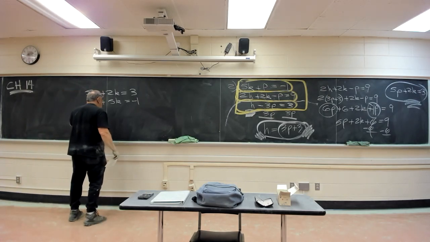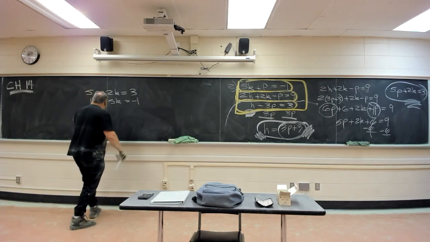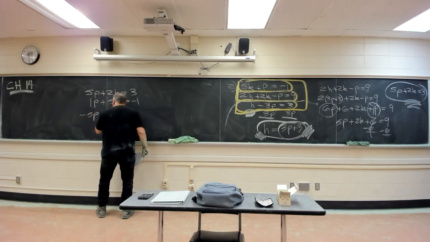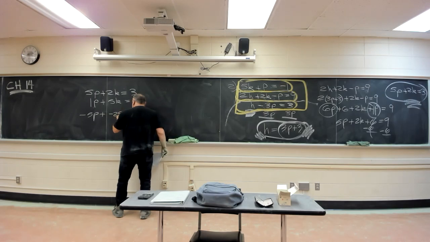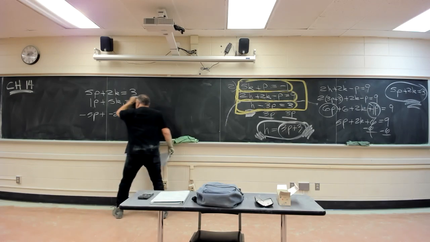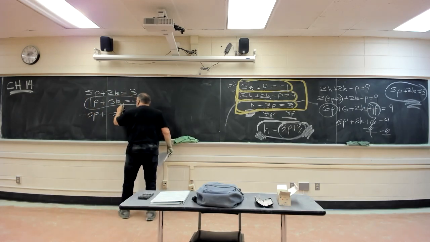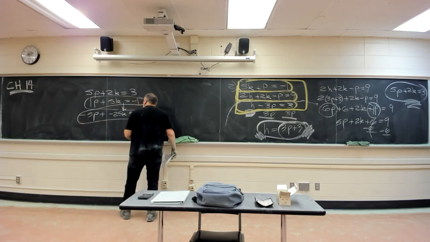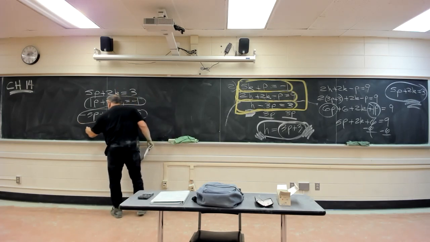Let's take this guy right here and multiply by negative 5 all the way across. And we end up getting negative 5p, negative 25k, and positive 5. That's this guy to here. We just brought this guy to this. Then take this guy and add it onto him.